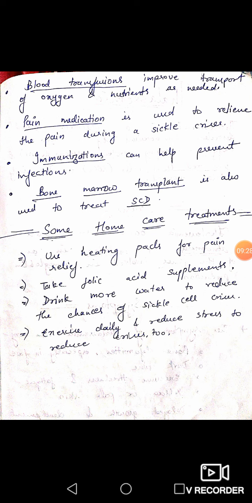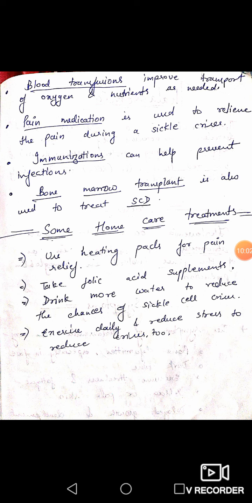Next treatment is immunization. What is immunization? Immunization is a process where a person is made immune or resistant to infection. So to prevent infection we apply immunization treatment. Next is bone marrow transplant. We transplant bone marrow, which can treat sickle cell disease.